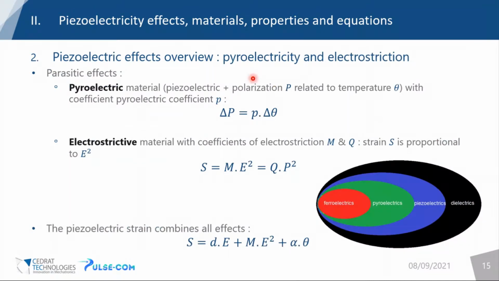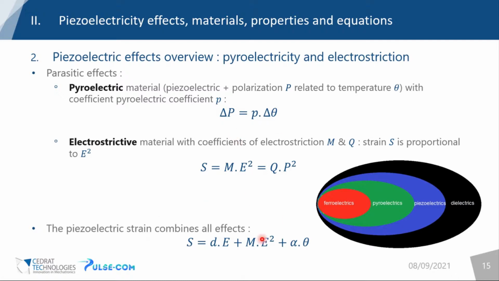Amongst the piezoelectric materials, you also have some parasitic effects that are not often taken into account in the modelizations. But if we had to consider them, we have two main parasitic effects. First the pyroelectric effect, which relates the polarization to the temperature of the material, and the electrostrictive effect, electrostriction, that relates the strain within the material to the electric field.